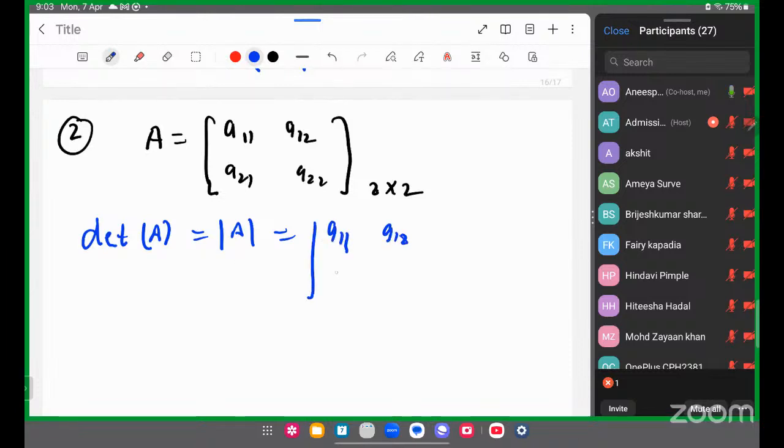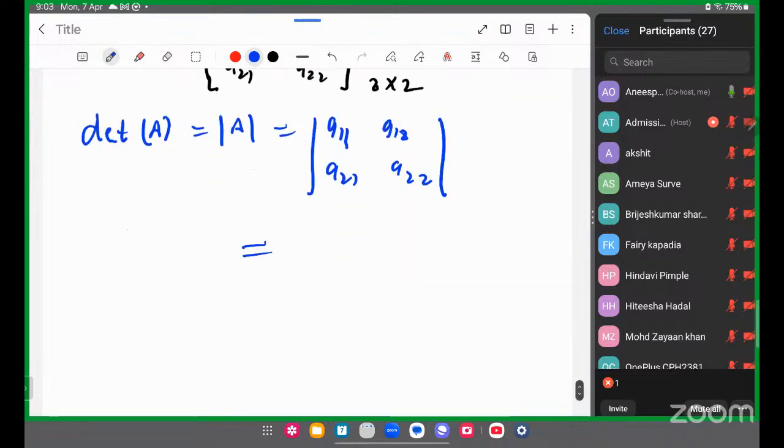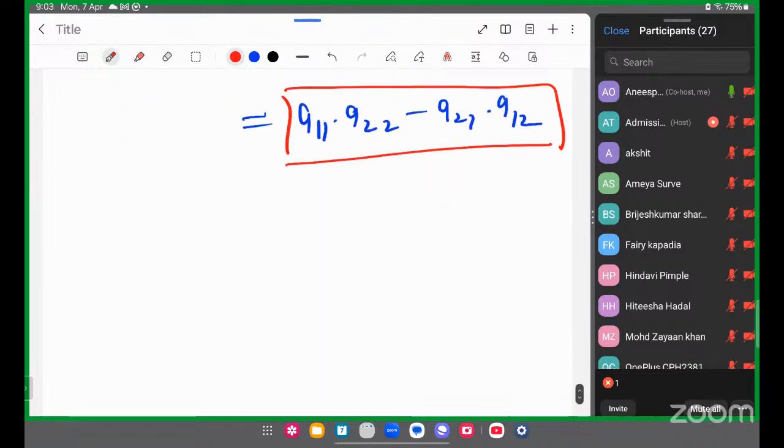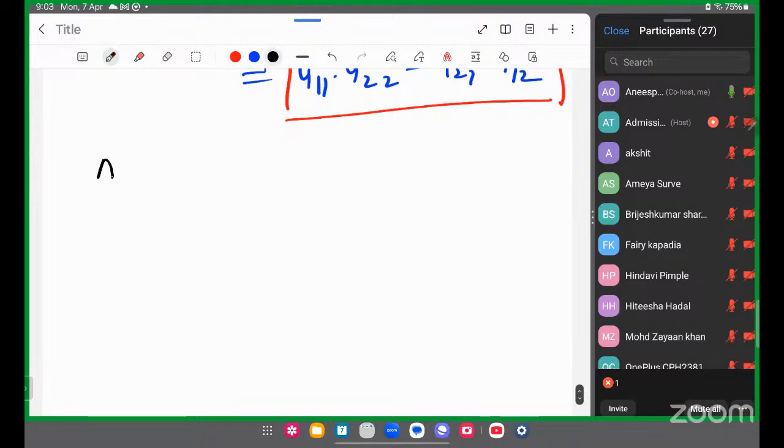A11, A12, A21, A22. Now what we have to do is just cross multiply. So A11 will be multiplied with A22 minus A21 will be multiplied with A12. This will be the answer. This quantity is known as determinant. It may be positive, negative, zero, rational, irrational, any real number. So let's do some questions.